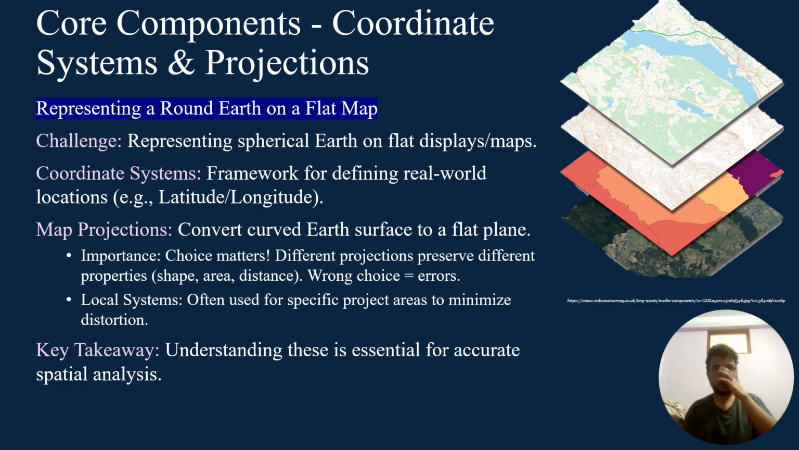Say for a road project spanning hundreds of kilometers, using the wrong projection could lead to significant errors. For local projects, engineers often use local coordinate systems that minimize the distortion in the specific project area. Understanding these systems is essential for accurate spatial analysis and design.